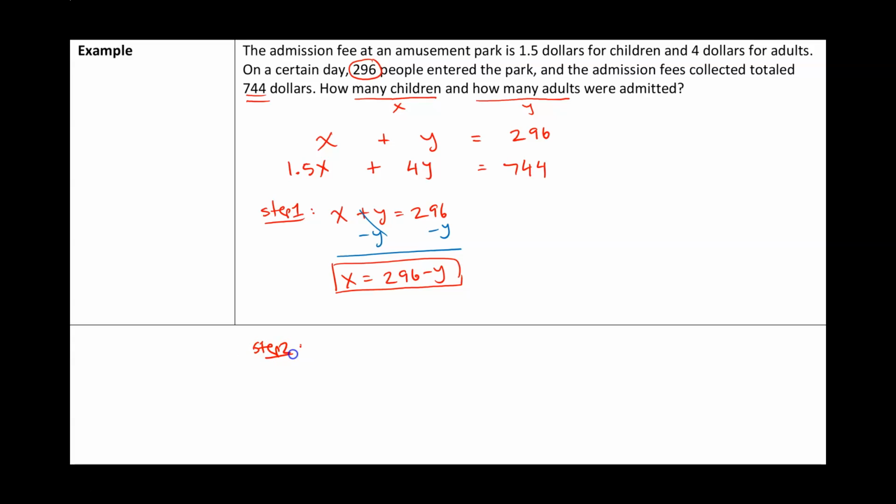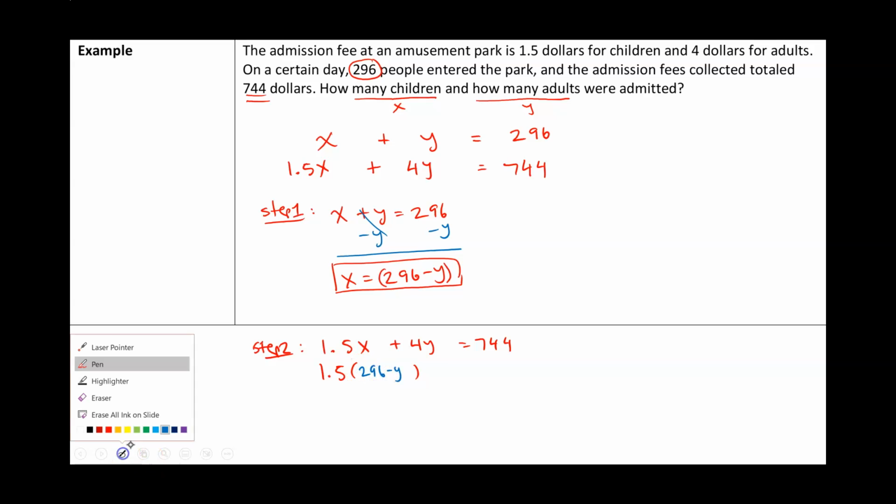Step two is I take that and I plug it in, not into that same equation, because then I go in a circle, but into the other equation. So my other equation is 1.5x plus 4y equals 744. But instead of x, I'm going to replace that with 296 minus y in parentheses. So I have 1.5 times 296 minus y, and then I still have the plus 4y, and this equals 744. And now I have to solve this equation.